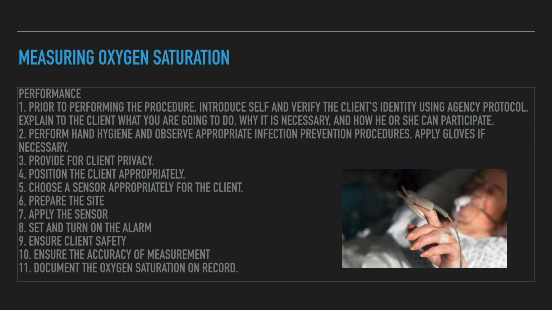Prepare the site. Clean the site with an alcohol wipe before applying the sensor. It may be necessary to remove a client's nail polish. Apply the sensor of the pulse oximeter. Make sure the LED and photodetector are aligned. Set and turn on the alarm. Check the preset limits for high and low oxygen saturation.